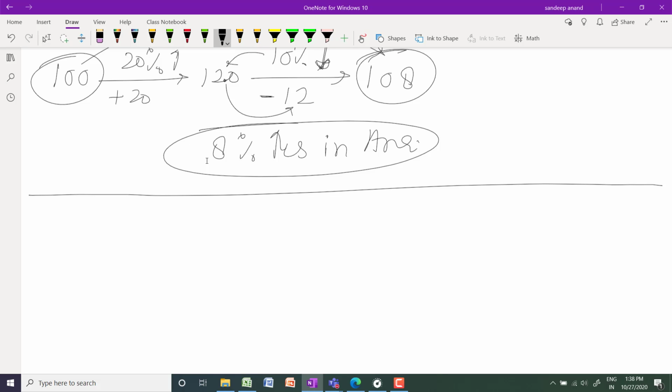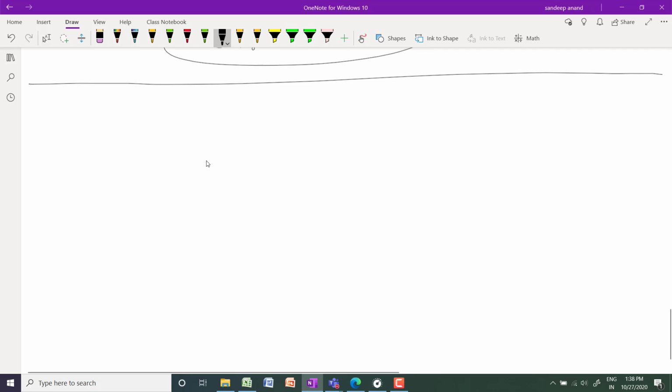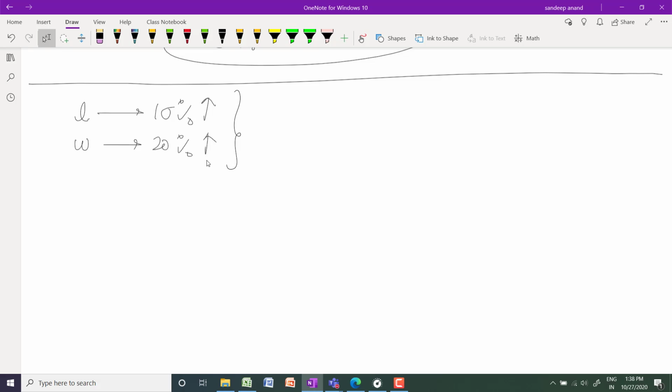For calculation, look at the screen. Now I am repeating my question and giving you the two questions in the same manner. You will get the same result, but one will become lengthy and the second becomes easier. Look at the screen. Suppose the length is increased by 10% and width is increased by 20%. This is the question. Now I need to calculate the net percentage change in area.